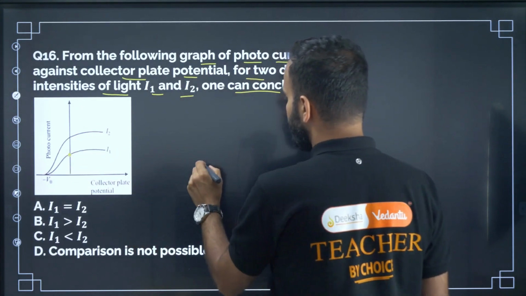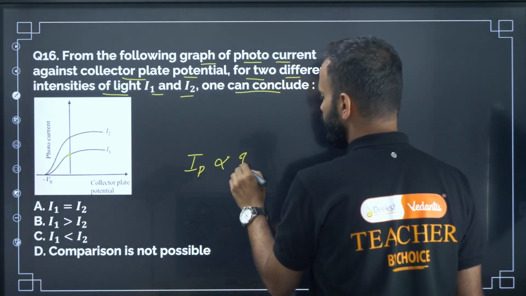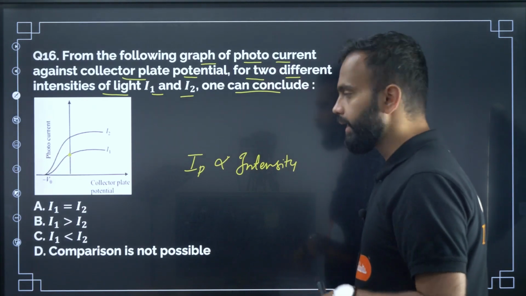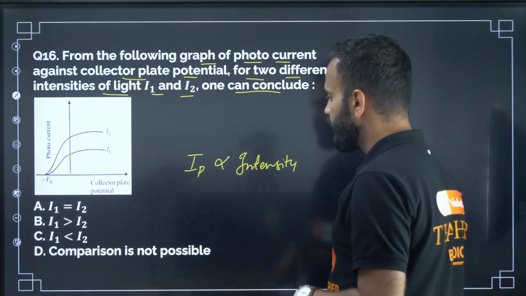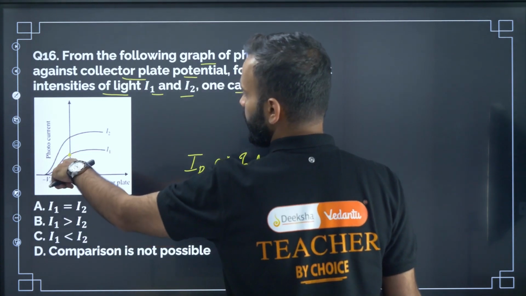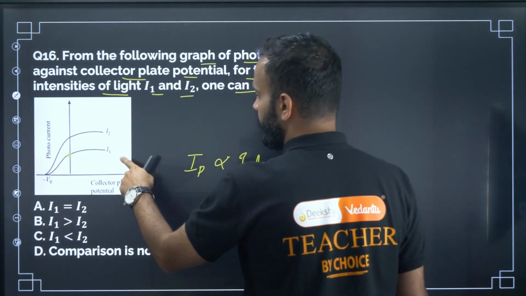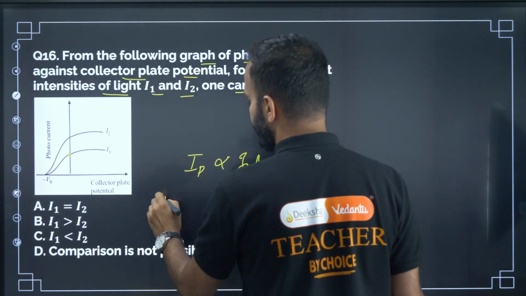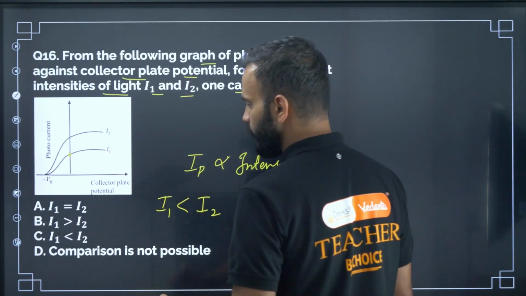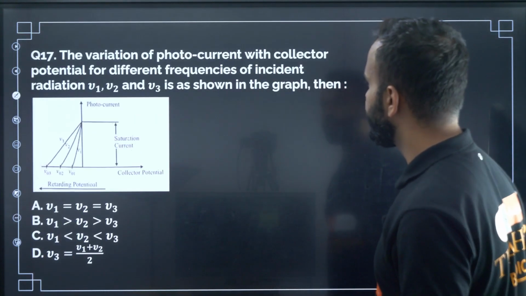So we know that photocurrent depends on intensity of the incident light, isn't it? So for the first curve, here the photocurrent is lesser compared to the second, right? So intensity of the first light is lesser than intensity of the second light. So the correct option is C. Okay. Question number 17.